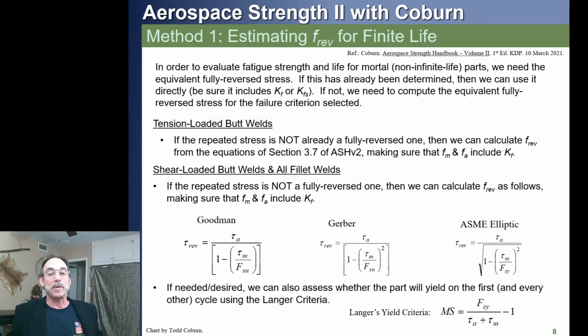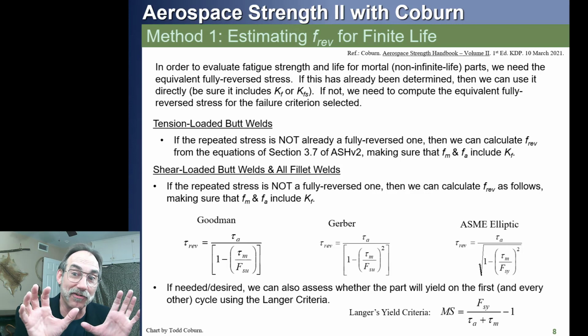Now, we often want to check for first cycle fatigue, using Langer's criteria. Now, Langer's criteria isn't really a fatigue criteria at all. All it's doing, if you look at this carefully, is just comparing the maximum stress to FSY. Okay? So if the maximum stress exceeds FSY, then we are going to expect to see yielding in the first cycle. In fact, we're going to see it in the second cycle and every other cycle after that. But it's called first cycle fatigue because it starts to yield at the first cycle.